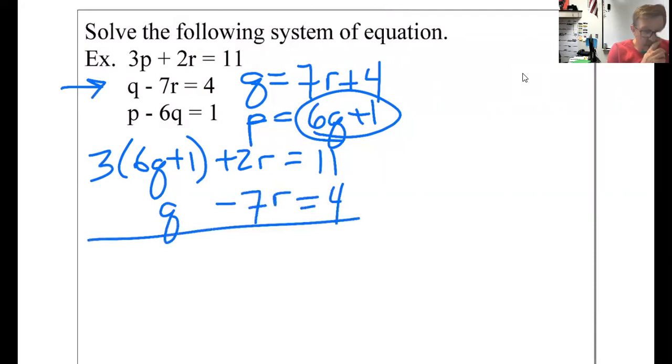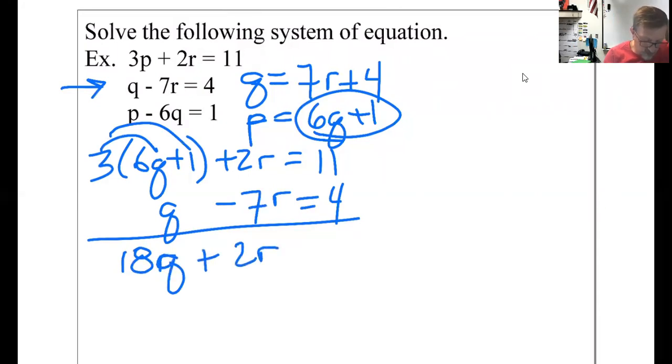Now I'm going to simplify the top equation, doing a couple of steps in one, just because I've got kind of limited real estate. I'm going to distribute, combine like terms, keep the q's and r's on the left, and everything else goes on the right. So 18q plus 2r, 3 times 1 is 3, subtract it from 11, and you get 8. So now why did I do this? Because my second equation already has q and r in it.